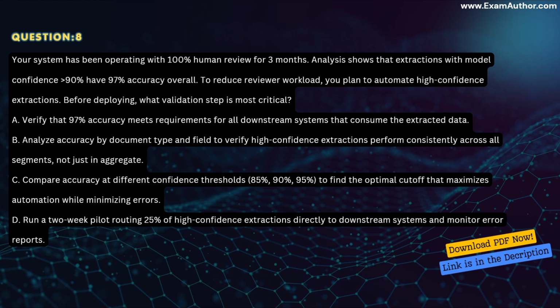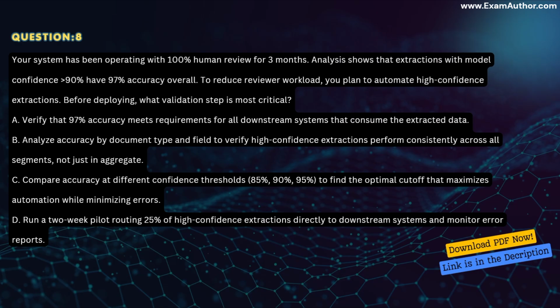A. Verify that 97% accuracy meets requirements for all downstream systems that consume the extracted data. B. Analyze accuracy by document type and field to verify high-confidence extractions perform consistently across all segments, not just in aggregate. C. Compare accuracy at different confidence thresholds, 85%, 90%, 95%, to find the optimal cutoff that maximizes automation while minimizing errors. D. Run a 2-week pilot routing 25% of high-confidence extractions directly to downstream systems and monitor error reports.